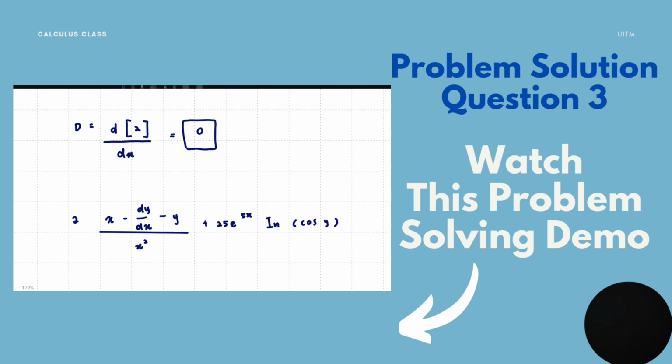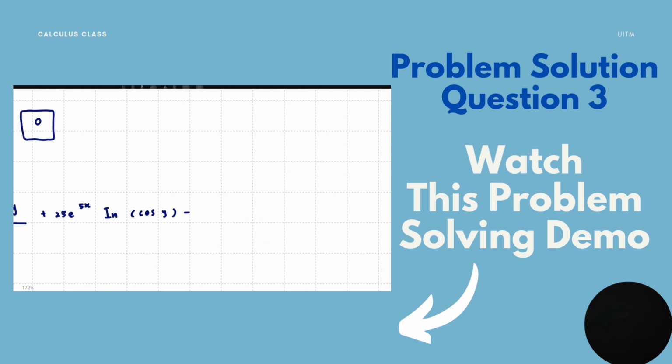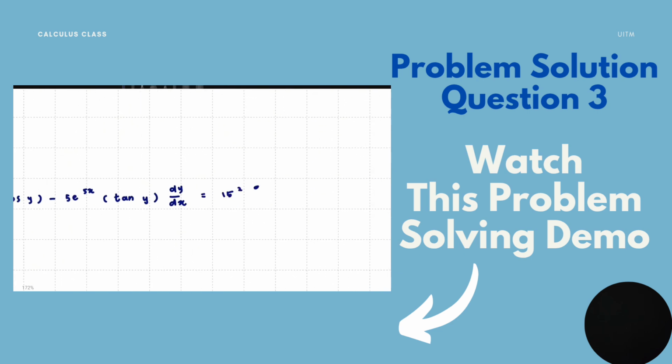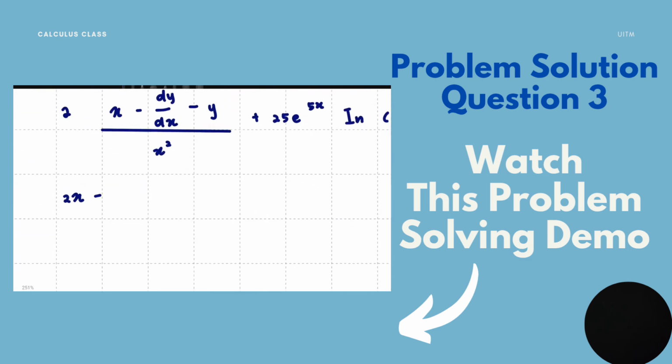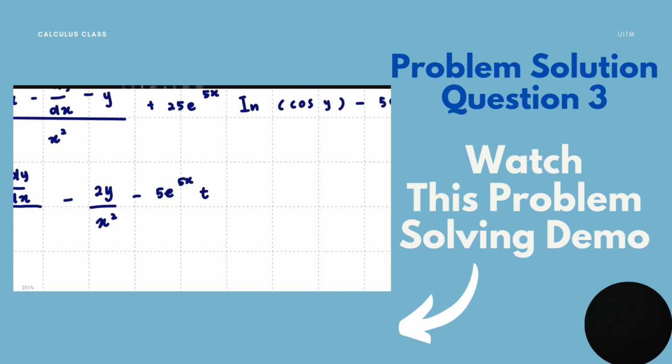So next, we take 2 to the front, so we get 2x minus dy over dx minus y over x squared, plus 25 ln 5x ln cos y minus 5 ln 5x then y in bracket dy over dx, equal to 15x squared dy over dx. Then next, we solve the solution.